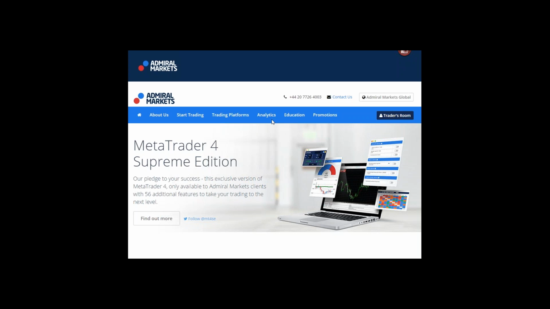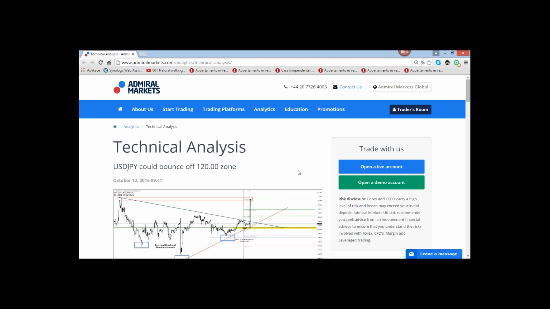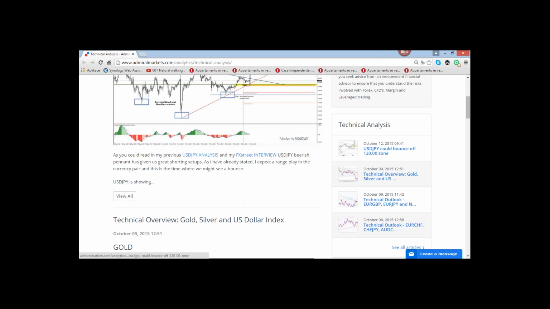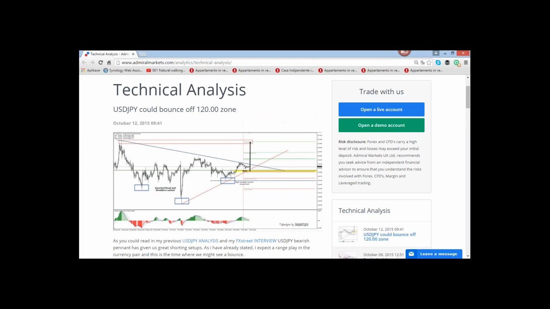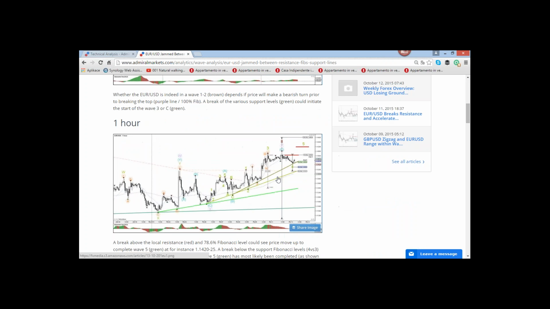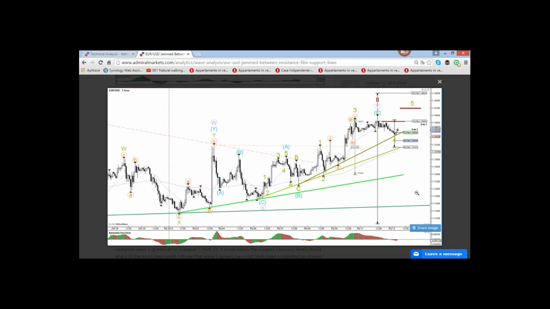And you can also find analytics, for instance, and I can show you that, like the technical analysis. And yesterday there was a post from Nenet, dollar yen bouncing off 120 zone. And there's also wave analysis for myself. This morning I was talking about the fact that the euro dollar is jammed between resistance fibs and support trend lines. And I like the 1 hour chart because we're not going to focus on the waves, don't worry, but it's interesting because it seems to be stuck between perhaps a wave 4 support level, support fibs, and trend lines.